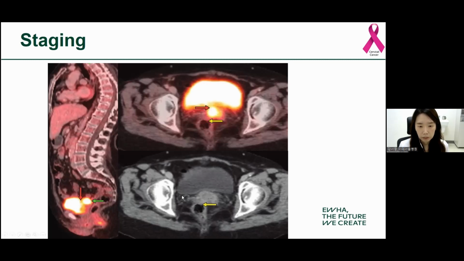And also the contrast enhanced CT images show loss of the fat plane between the cervix and the rectum. So that means infiltration of the rectal wall. After PET-CT, at first the clinical stage was 1B, but after PET-CT, the disease was upstaged to stage 4A, which altered management.